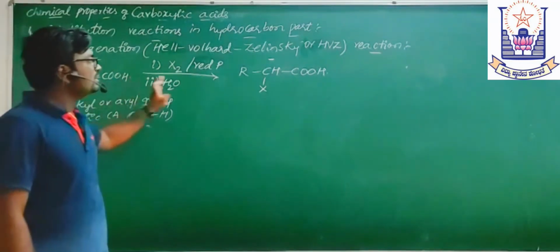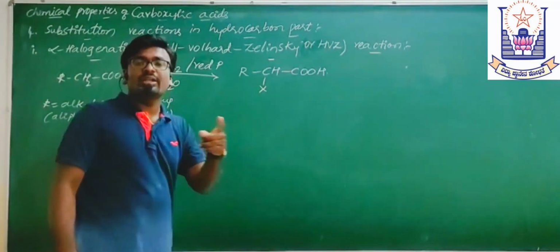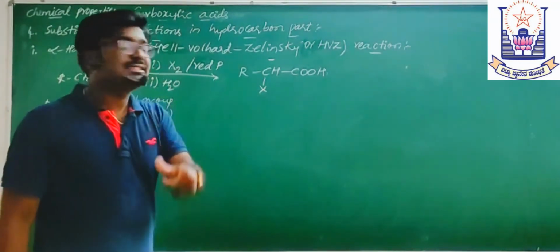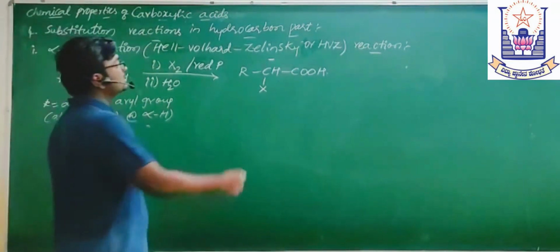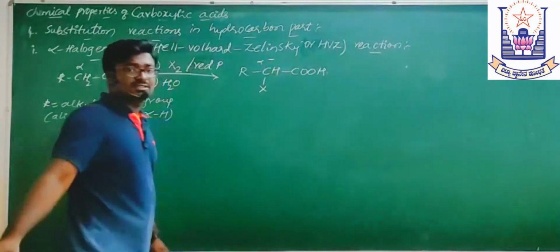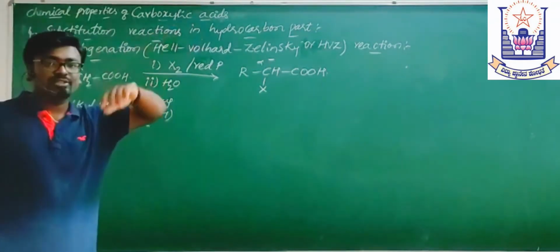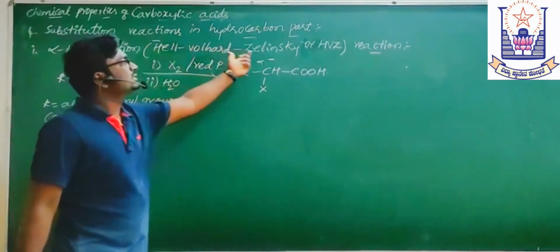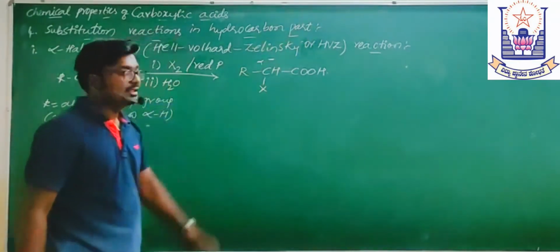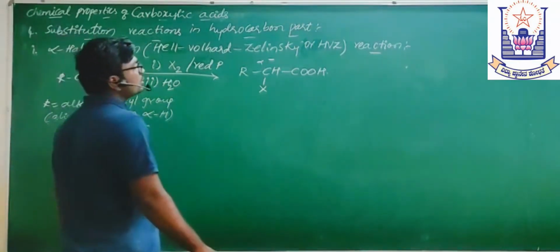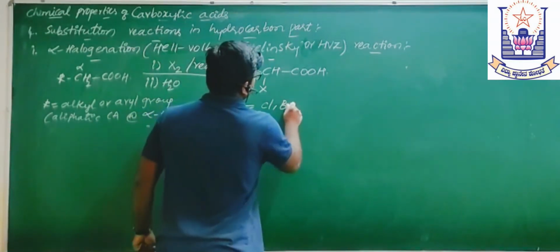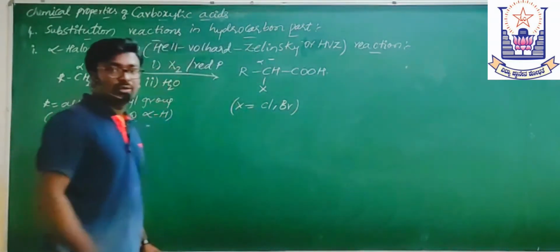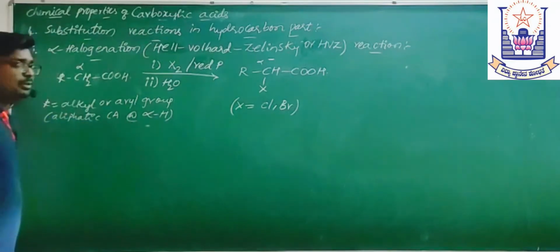Replacement of hydrogen with halogen is called halogenation. This takes place at the alpha position. Therefore, it is called alpha halogenation. It was discovered by these three scientists, where X is equal to halogen, chlorine or bromine only.